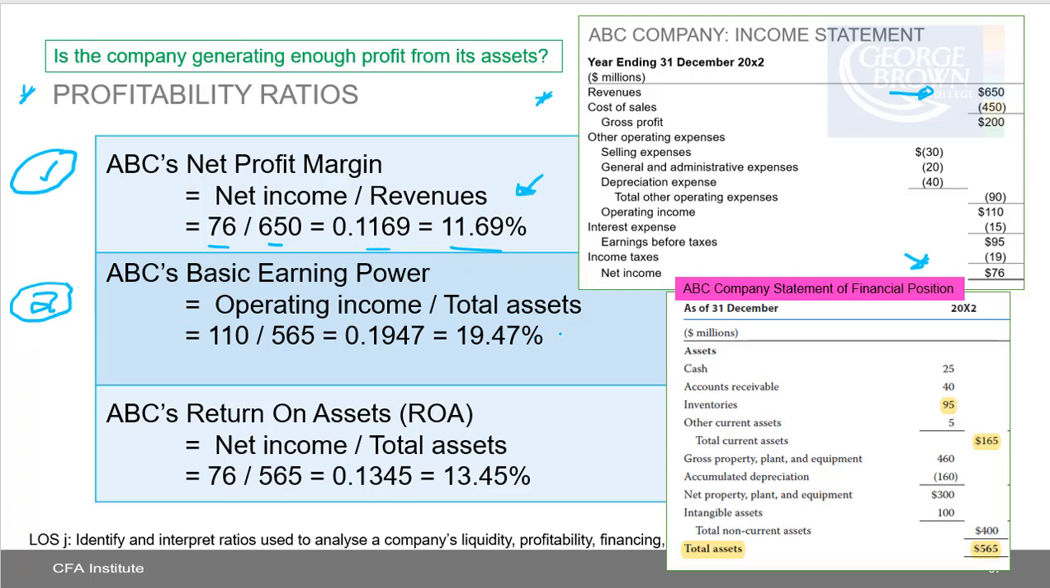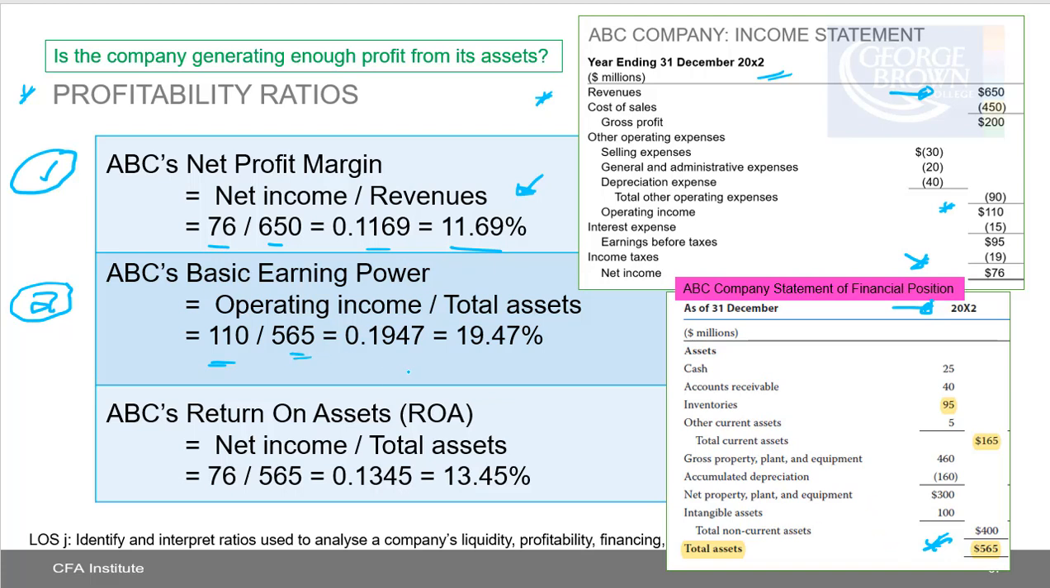And the formula for the basic earning power is operating income divided by total assets. So we find our operating income from the income statement. However, we find our total assets from the balance sheet. Okay, so this is ABC's company statement of financial position for 20X2 and the income statement for 20X2. So our operating income is 110 million. We're going to divide that by total assets, 565.